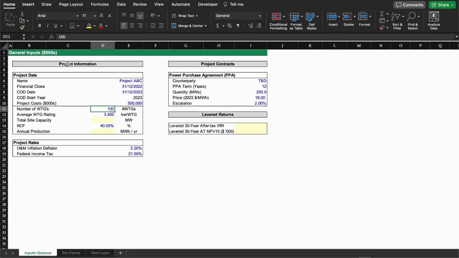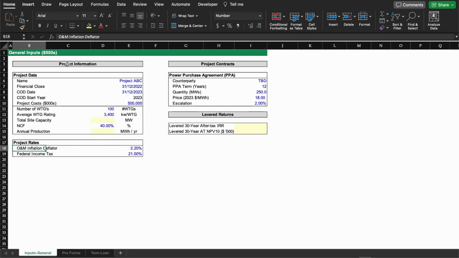We have 100 WTGs, and WTG in this case means wind turbine generator. So we have 100 of them. The average rating is 3.4 megawatt, okay, or 3,400 megawatts. I think here we have to calculate the capacity. That's cool. NCF should be the capacity factor of the wind farm. It's 40%. Then we are expected to calculate the annual production here.